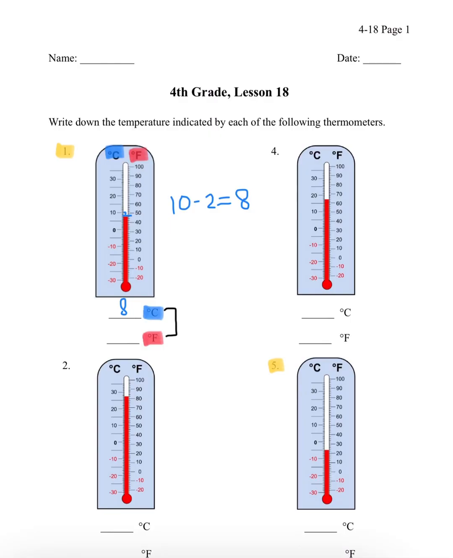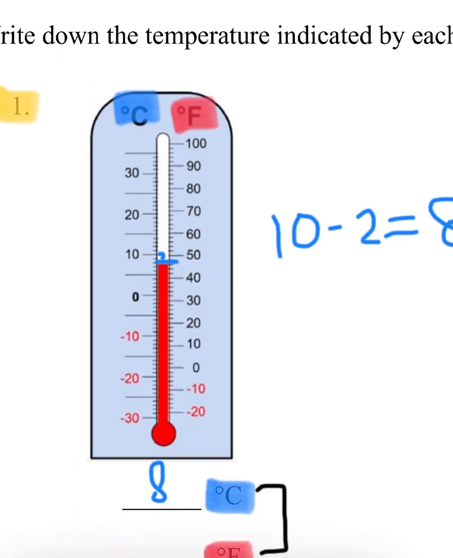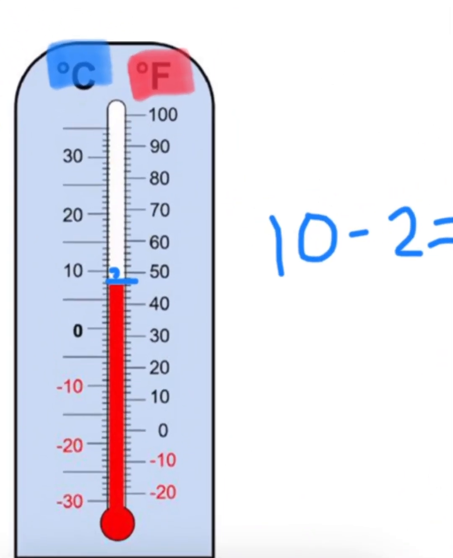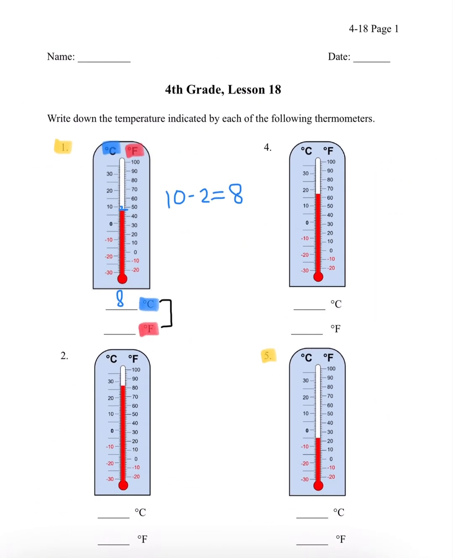While for Fahrenheit, if we look closely, if 50 is right there, we just do 50 minus 2. If we do 50 minus 2, we get 48. So in Fahrenheit, it will be 48 degrees.